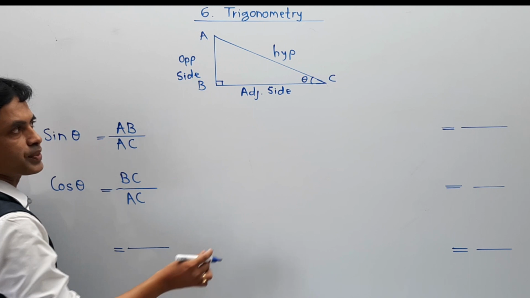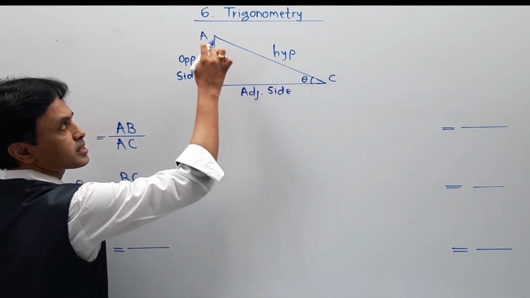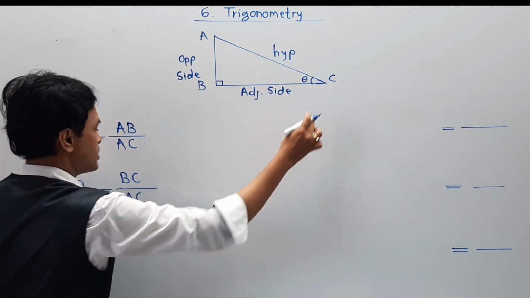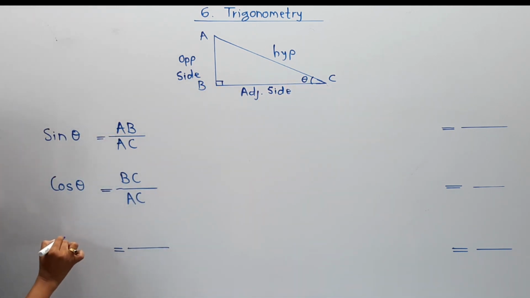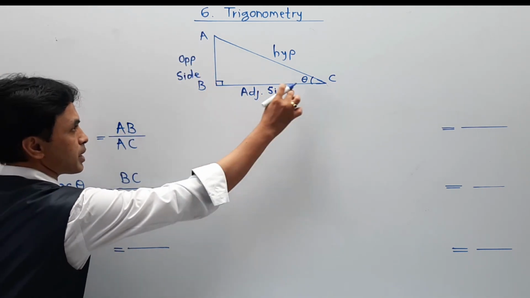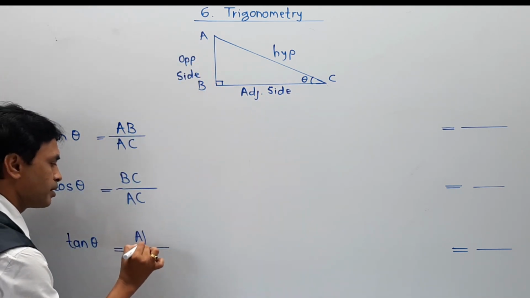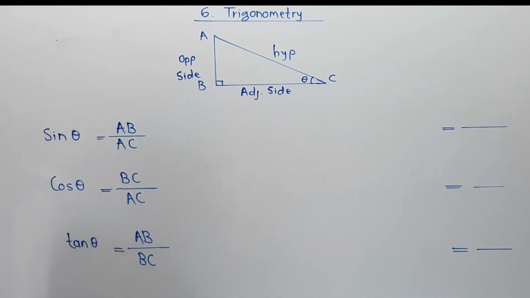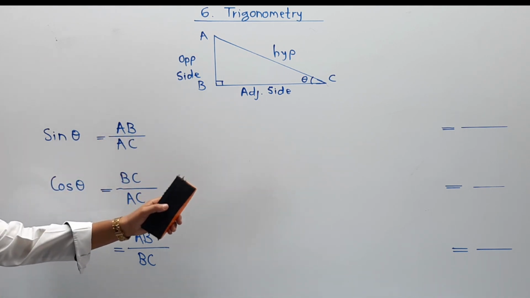And third formula, that is tan theta. Tan theta is nothing but opposite side upon adjacent side, AB upon BC. Therefore, tan theta is equal to AB upon BC. In this way, we have written all three formulae. Moving to the next formulae. For sin, cos and tan, exactly opposite ratios are available.